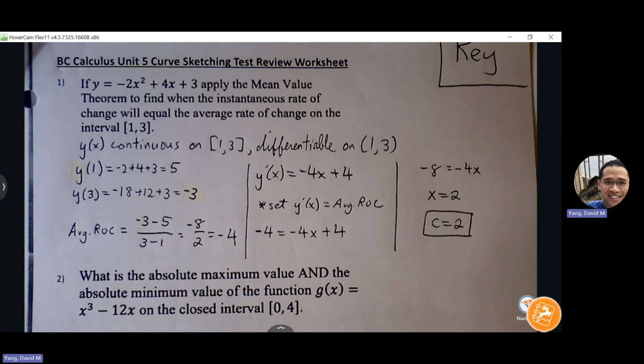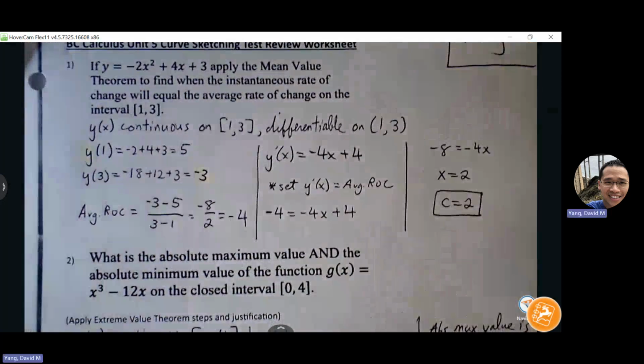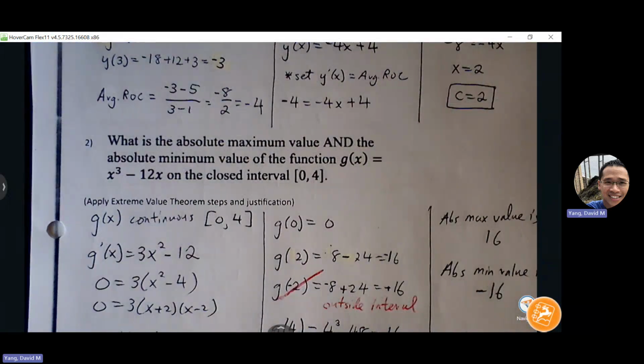Concavity, do you have to write a justification statement for concavity? Yes. So intervals of increase, decrease, relative max, relative min, POI, concavity, yes, justification. Make sure you include because statements.